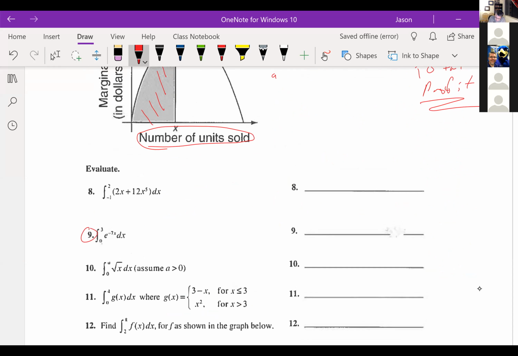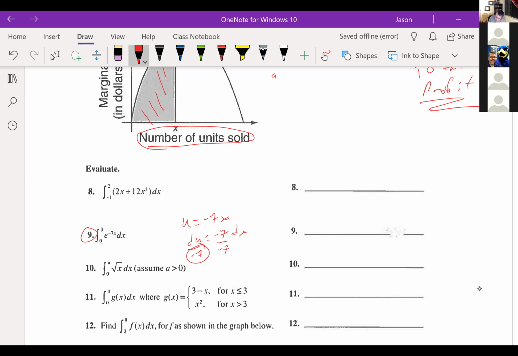Okay, number 9. 0 to 3, e to the negative 7. So we want to know what's the integral of e to the negative 7x. That's a chain rule. If I were to take the derivative of this, e to the negative 7x, then I would have to do negative 7 e to the negative 7x. But we're taking the integral, so instead of multiplying by negative 7, right? So if we did a u sub on this, u is equal to negative 7x. Then du would equal negative 7 dx. We divide by negative 7. And so the net result is dividing by negative 7. We'd have to divide by that negative 7, right?